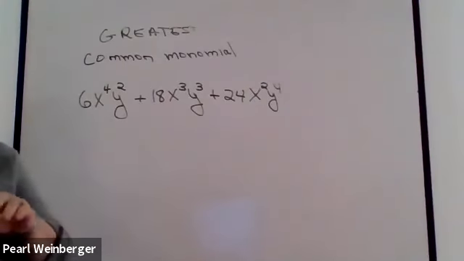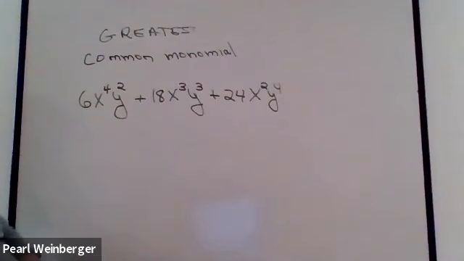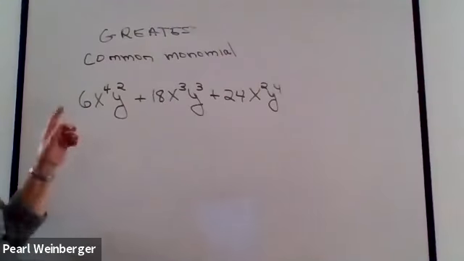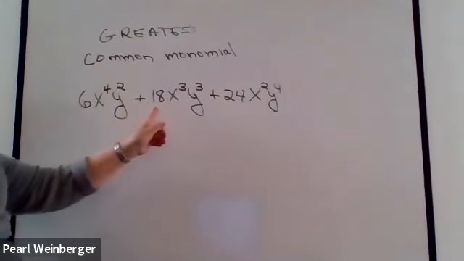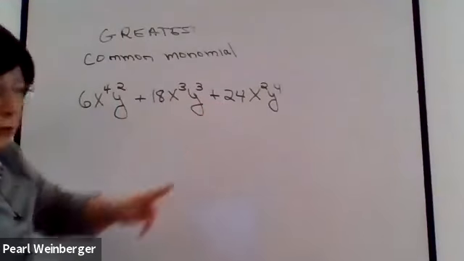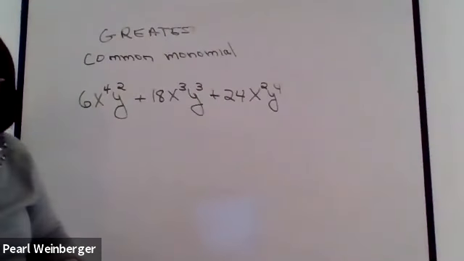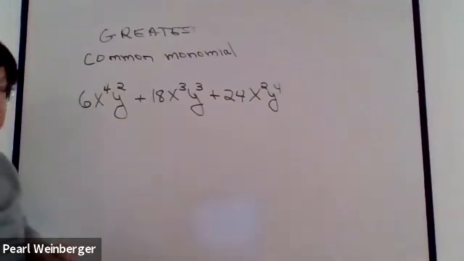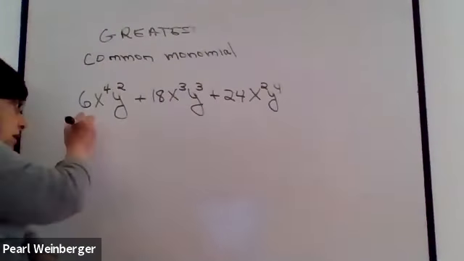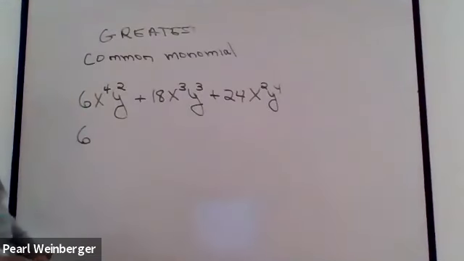All right, I think we should try this together now. I first look at the numbers, the coefficients. There's a 6, an 18, and a 24. So the largest number that goes into all three of those, because there are three terms there, I have to go into all three of them, is the 6. So I put down the 6.